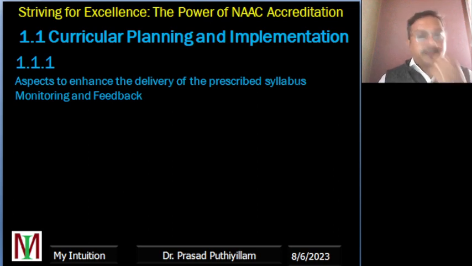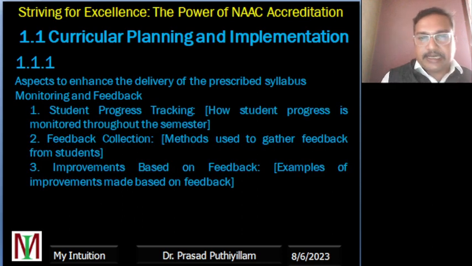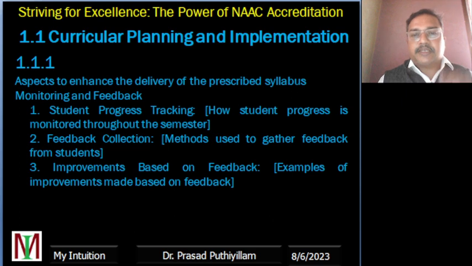Again, the documenting process includes the records of the institution's effort in monitoring student progress and gathering feedback, such as surveys or feedback forms administered to the students. And we can highlight any improvements made based on the feedback which we received. Student progress tracking means how student progress is monitored throughout the semester. Feedback collection means methods used to gather feedback from the students. Improvements based on the feedback: examples of improvements made based on the feedback.